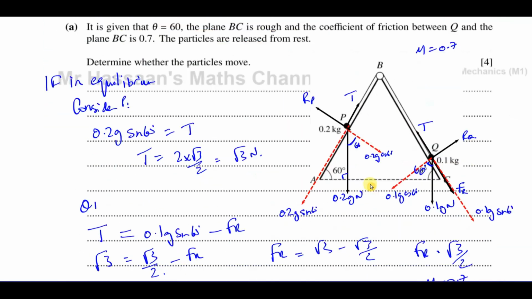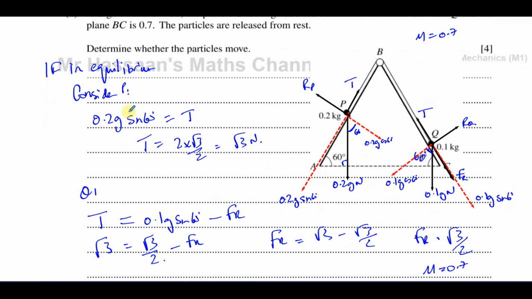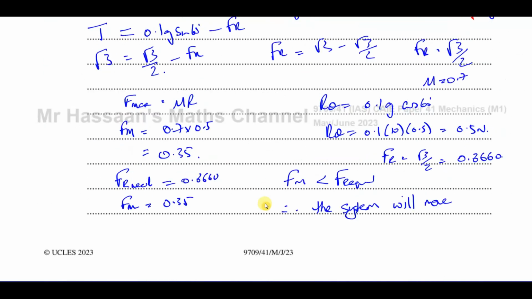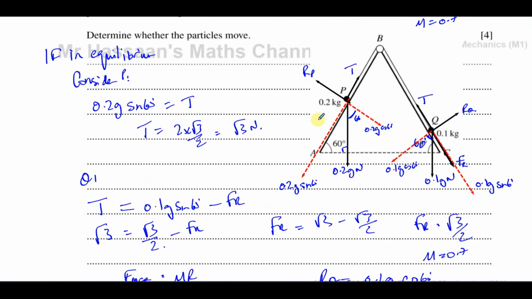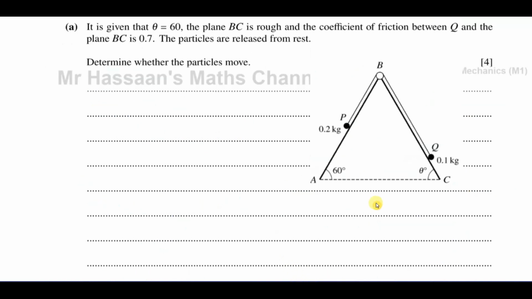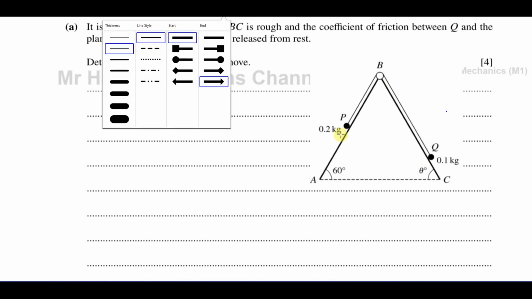I'm going to show you another way as well. The first way is where we considered P and Q as separate particles, and we worked out how much friction is required for this whole system to be in equilibrium. There's also an alternative method. The alternative method is if we consider this as one whole system, in which case we can ignore the tension in the string. As connected particles, you can do that.